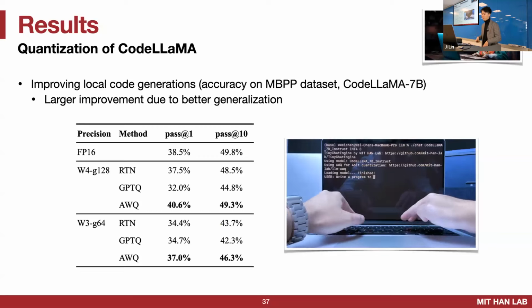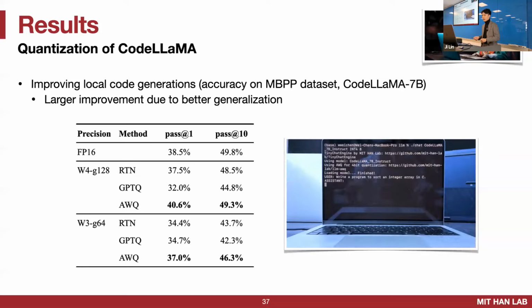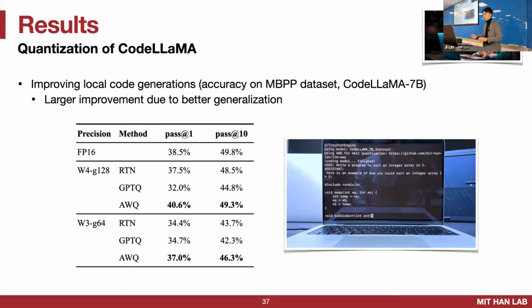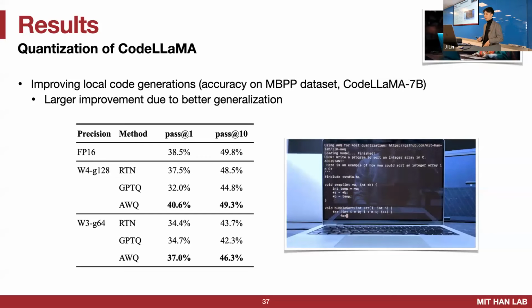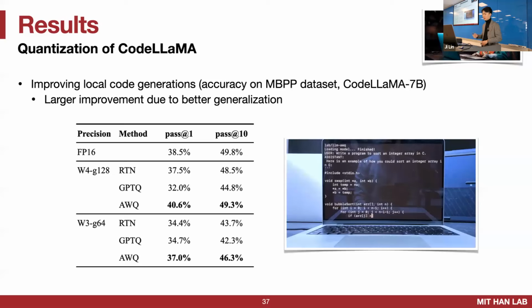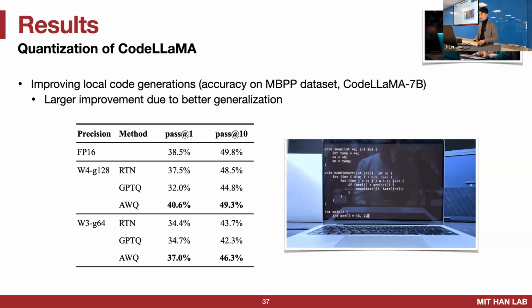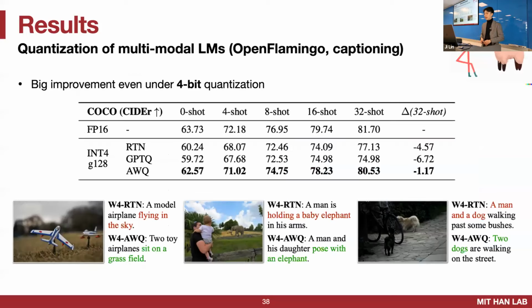Thanks to the generalization, we can apply our AWQ method to large language models with various applications. For example, this is the Code Llama models. With 4-bit quantization, we're actually matching the accuracy of the FP16 model on this coding data set, and we are outperforming the GPTQ method, so that we are able to run these small models on your laptop for some coding assistance.